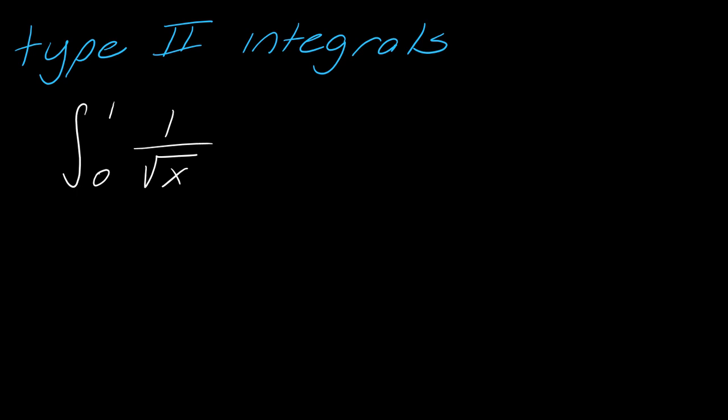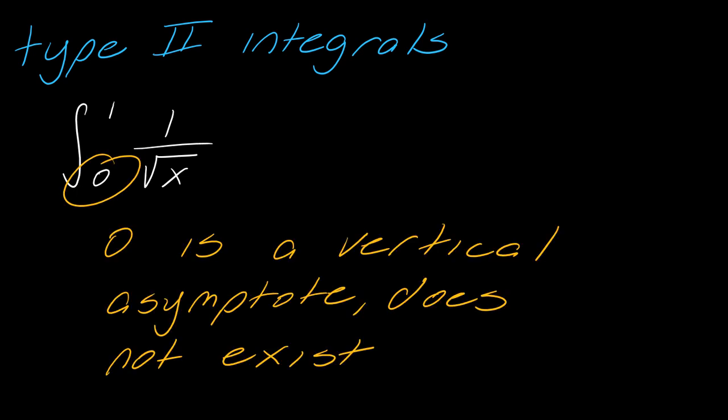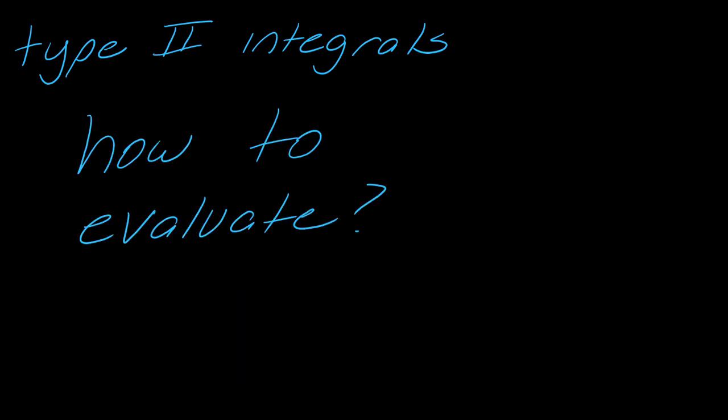So why is this a type 2 integral? It's because you have 0. 0 is clearly a vertical asymptote because if you try to plug 0 in for this function, the function does not exist here. 0 is not in the domain because you can't have a 0 in the denominator of a fraction. So what do we do for this? How do you evaluate? This is very similar actually to type 1 integrals.